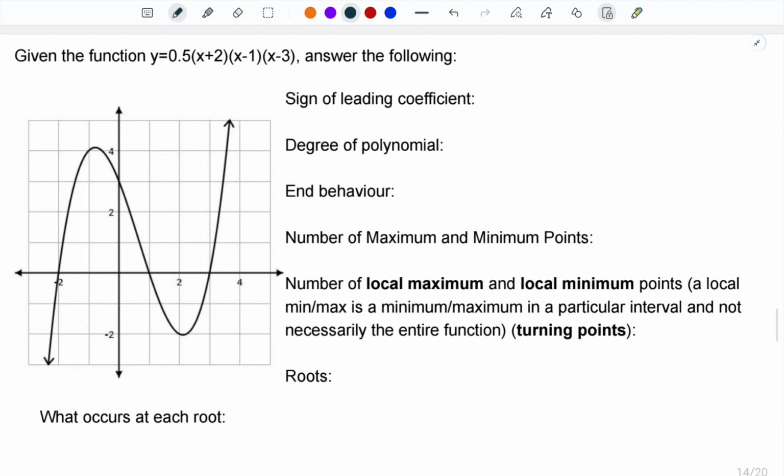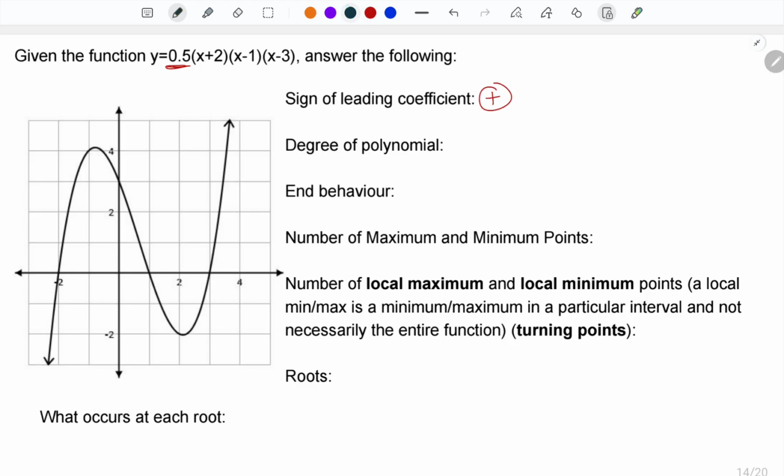Okay, so let's continue. So now let's do a little bit more analysis of a polynomial. So you'll see this polynomial is in factored form, but it could be fully written out. And let's see, so we've got the sign of the leading coefficient. So if it's in factored form, the leading coefficient is just going to be what's in front there, so it's just positive.